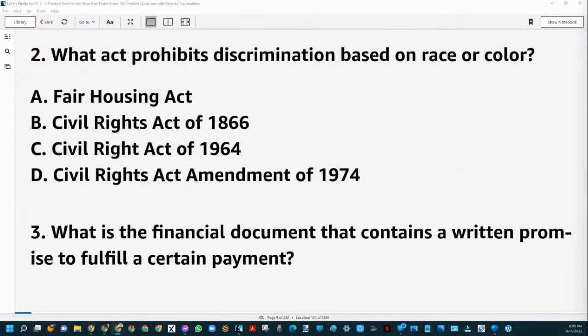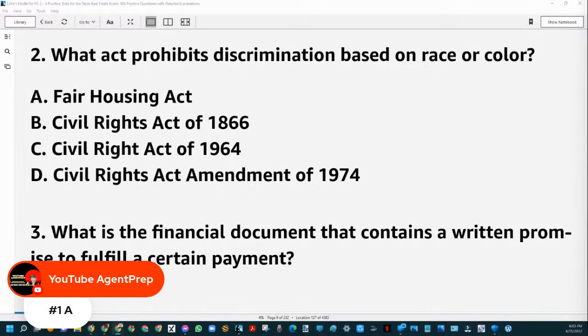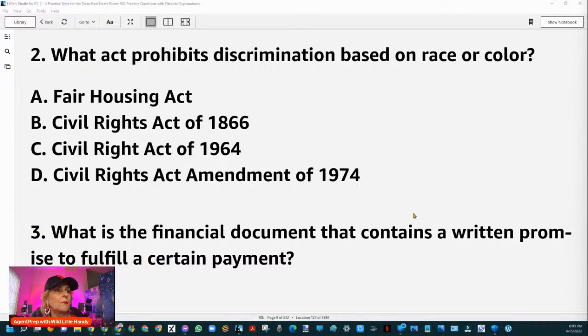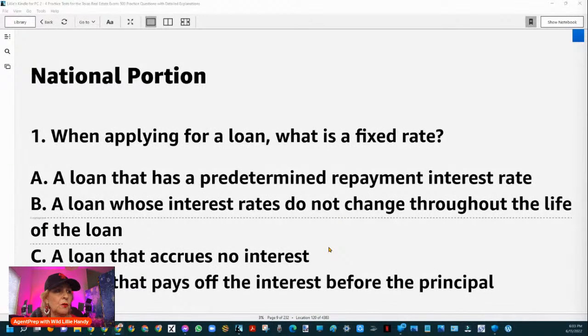All right, so that was 1A. Okay, number 2. So you picked B, a loan whose interest rate does not change throughout the life of the loan. That is a fixed rate. It doesn't change through the life of the loan. However, the best answer that they look for is a loan that has a predetermined repayment interest rate. That is the best answer.